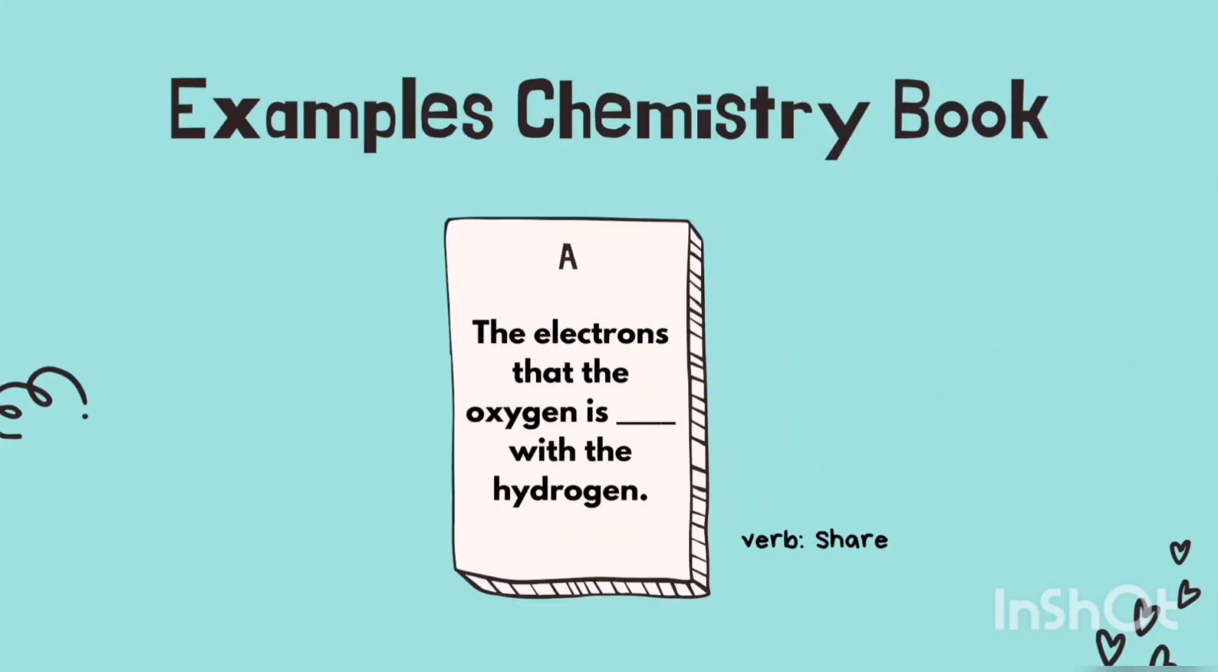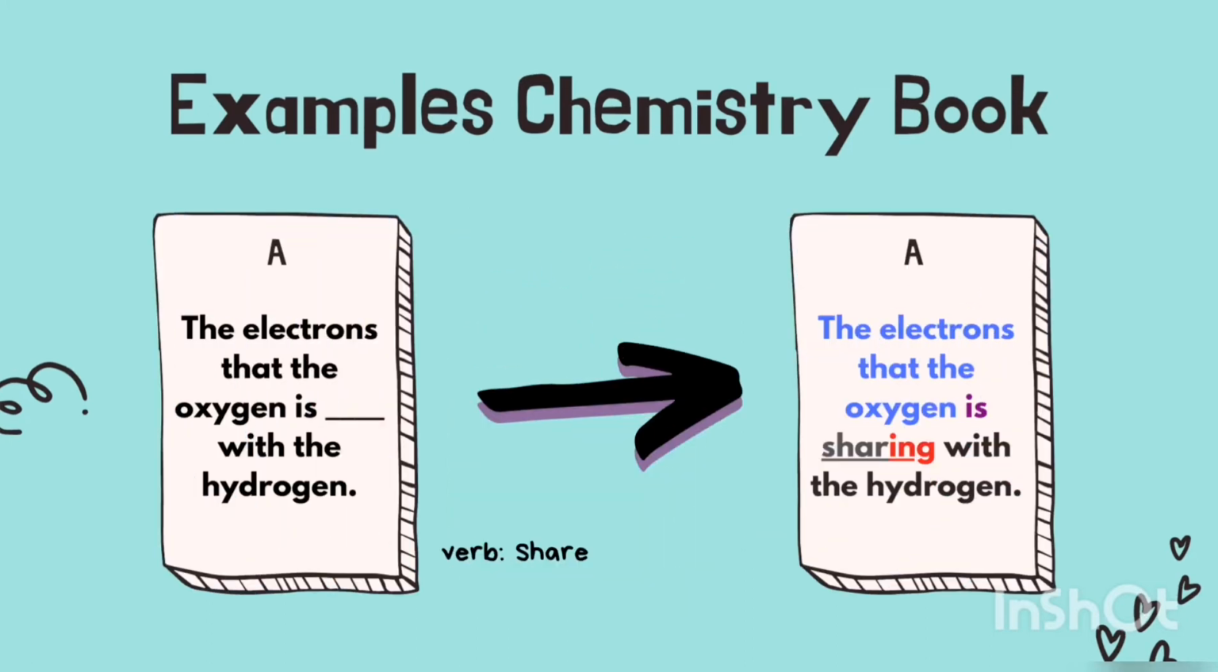Now, let's do an exercise from our chemistry book. In the following sentence, you must write the affirmative form of the verb in the present continuous. You already have it? Let's check. The answer is: the electrons that the oxygen is sharing with the hydrogen. Did you get it correct? You may notice that the structure we mentioned also appears in this statement, but not as clearly as the other examples. Here, the subject is the electrons, is is the verb to be. Sharing is the ing form of the verb, and the rest is the complement. Do you have it now? Very well.